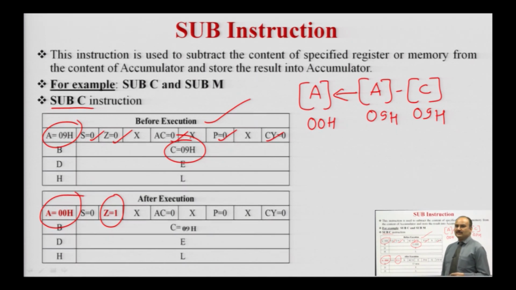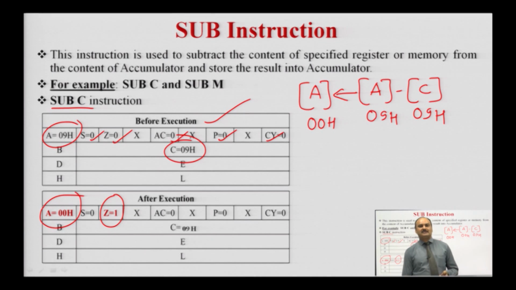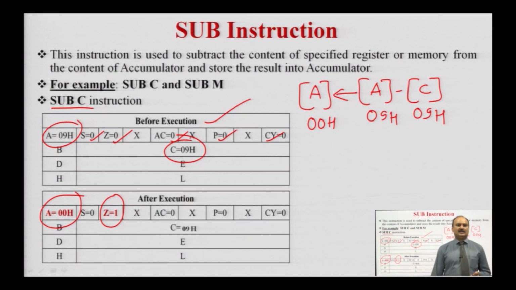So, after the execution of this instruction, the microprocessor will store the result into the accumulator register, the result is 00H. This is the way the microprocessor performs the operation. When the microprocessor subtracts the same number, the result is 0, which means that the zero flag is set. If there is a carry generated from the D7 position, it means the result is greater than an 8 bit number, and the carry flag is set to indicate that the carry is generated from the D7 position.